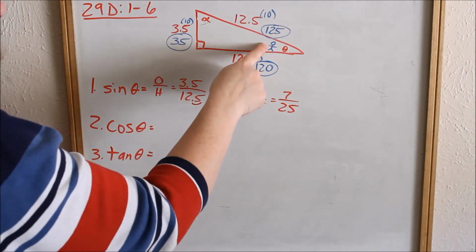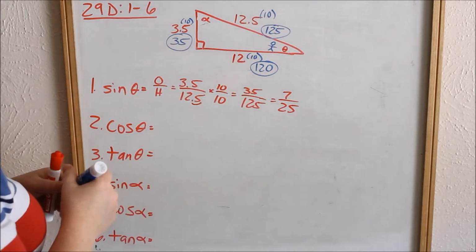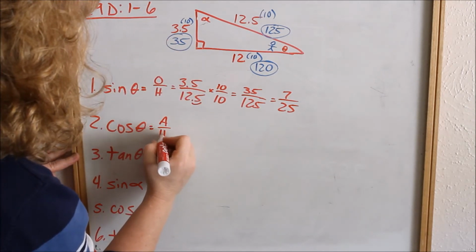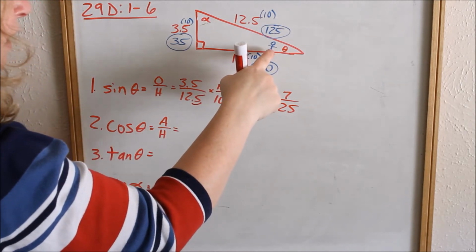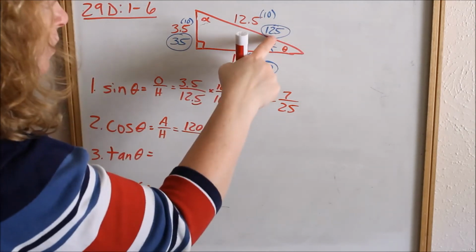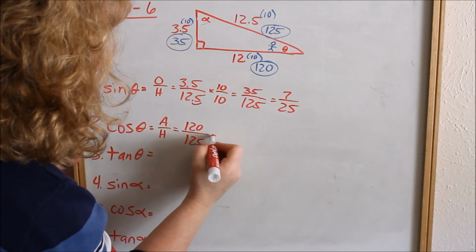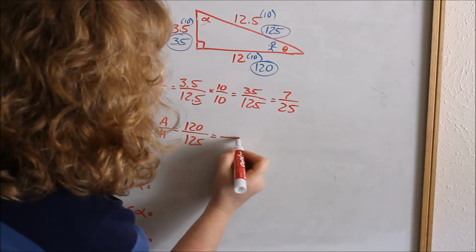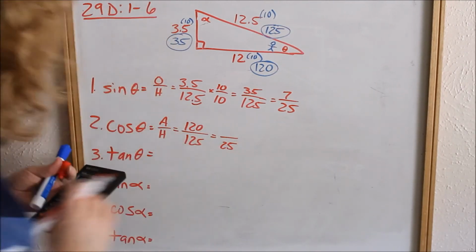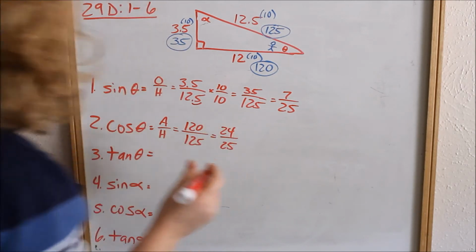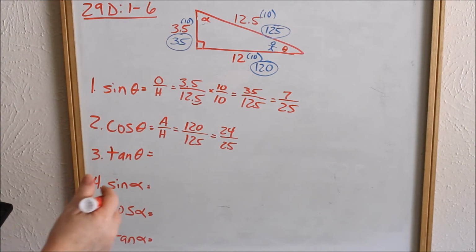So now we're back at cosine of theta. Remember, I'm standing at theta. So cosine is adjacent over hypotenuse. The side adjacent to me, or next to me, is 120. And then my hypotenuse is 125. Okay, I need to reduce that, and I know I can reduce by 5. This will be 24 over 25. And 24/25 can't reduce anymore.